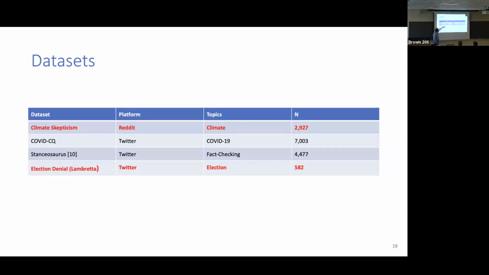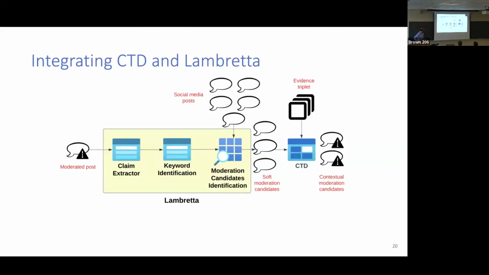And so some of these datasets come from Reddit, some come from Twitter. And so that is also showing that our model can generalize between them. And we have all the results in the paper. And then we wanted to integrate the system with our Lambretta system. So basically we put it downstream after our topical matches are retrieved to basically filter out contextual false positives, okay?